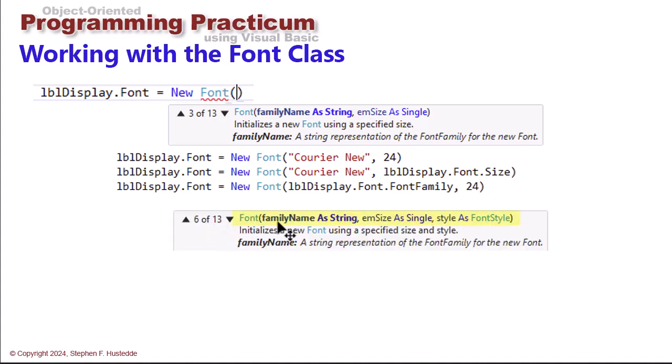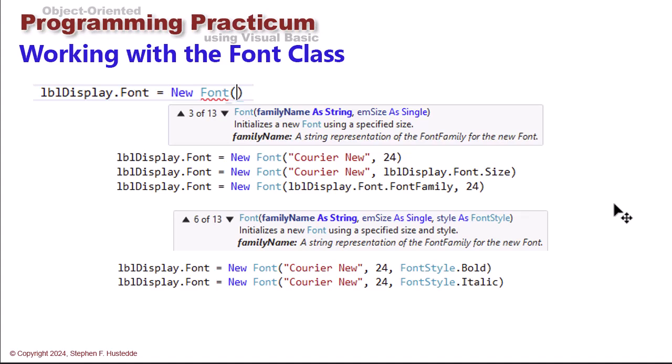Here's another option. This one gives us the family name as string, the size as single, and then the style as FontStyle. Now FontStyle is what we call an enumeration. It has different values such as Bold, Italic, Strikeout, Underline, and Regular. Our code here could be lblDisplay.Font equals New Font, and then the font we want to use, say Courier New, comma 24, our size, comma, and then the style we want to apply, in this case maybe FontStyle.Bold.